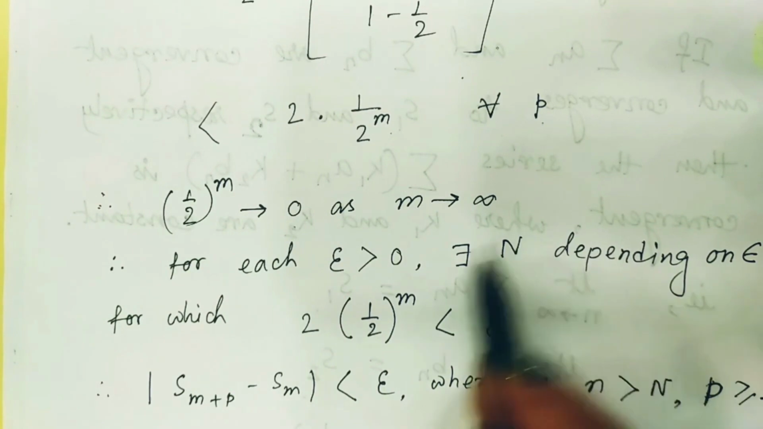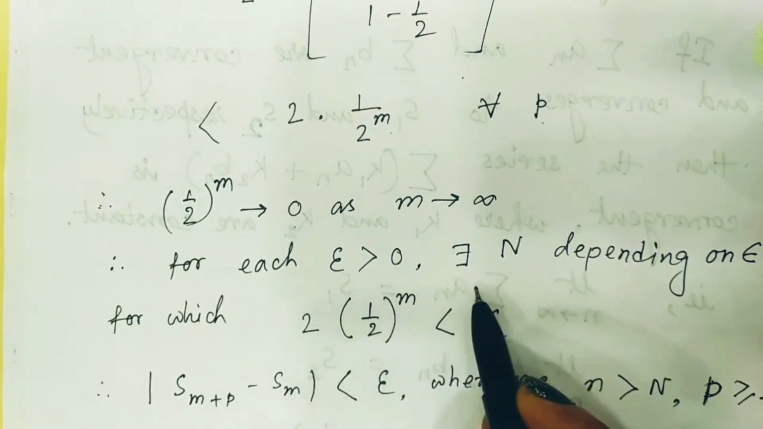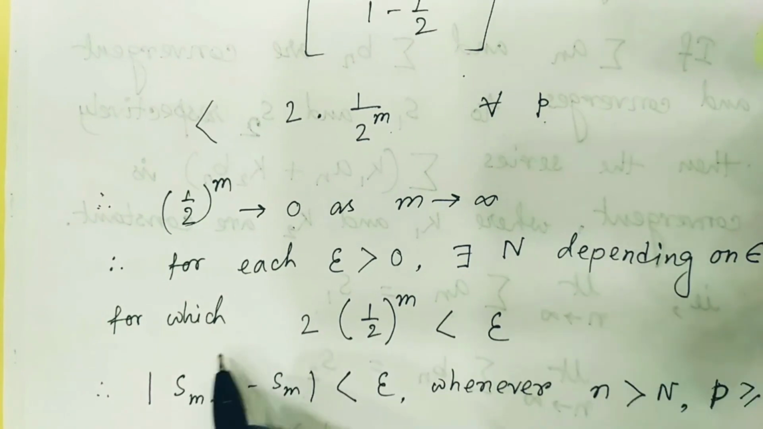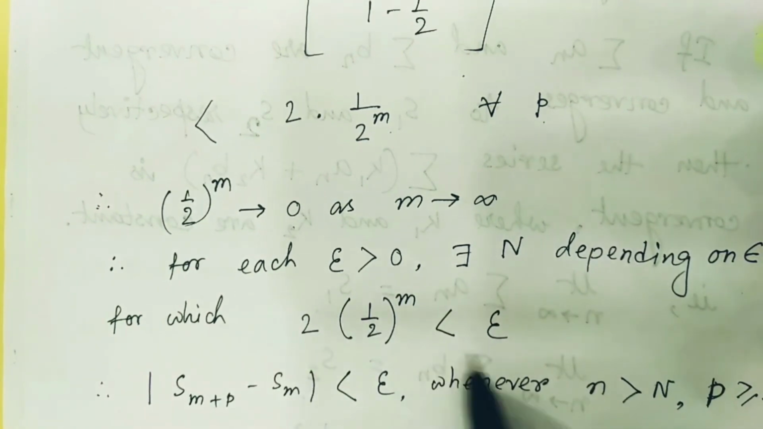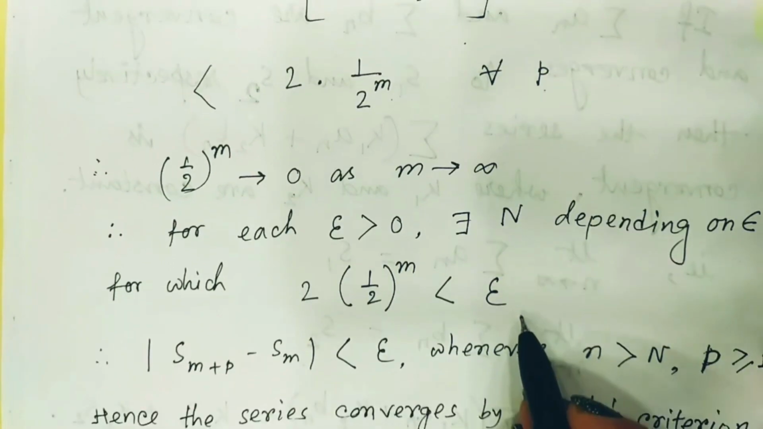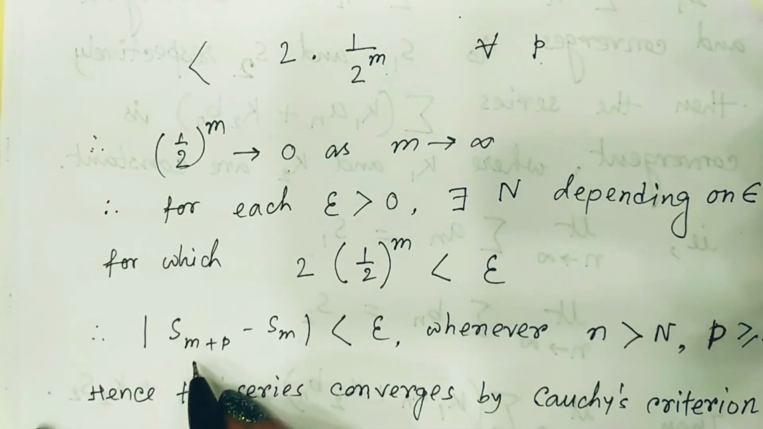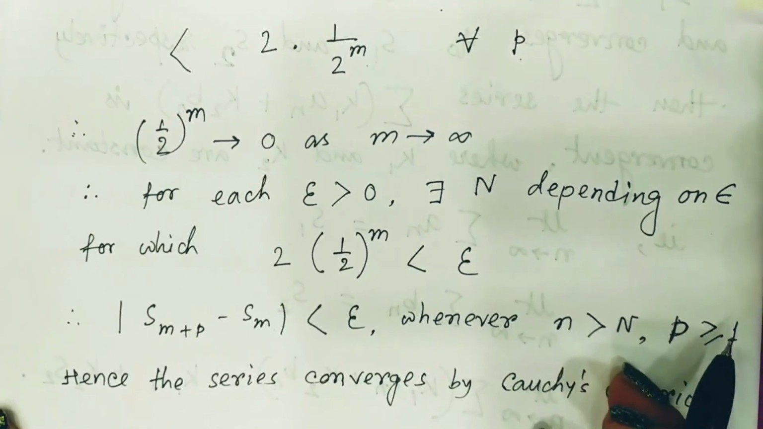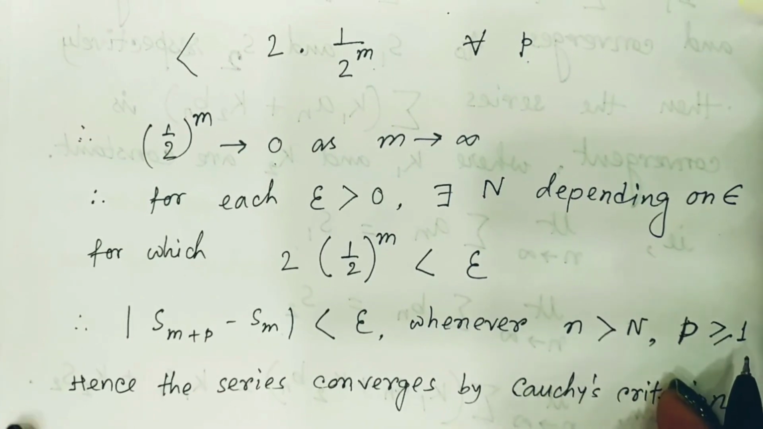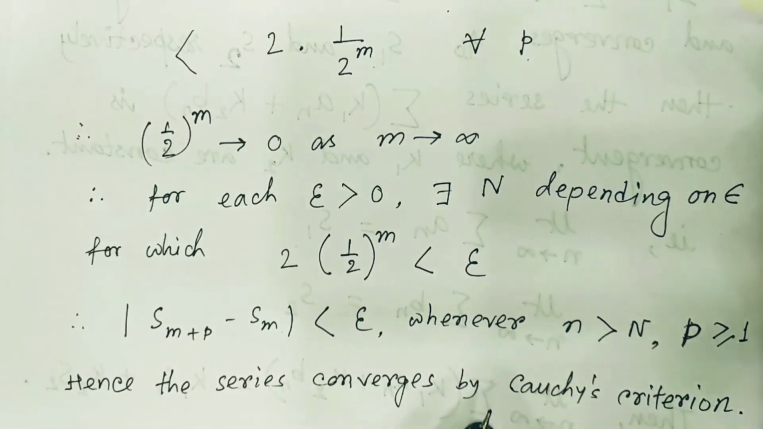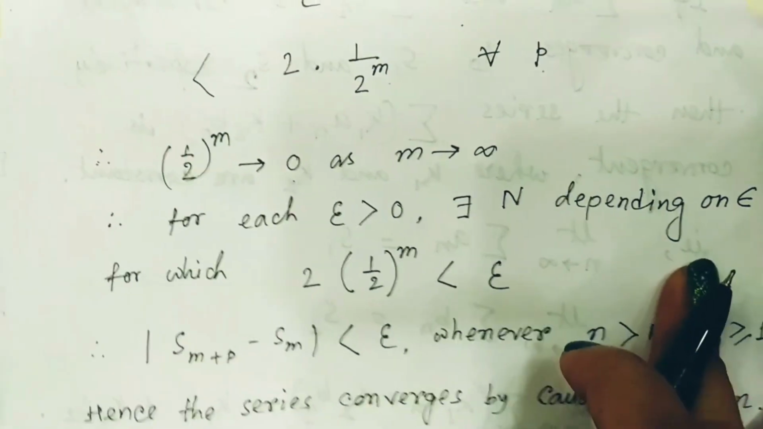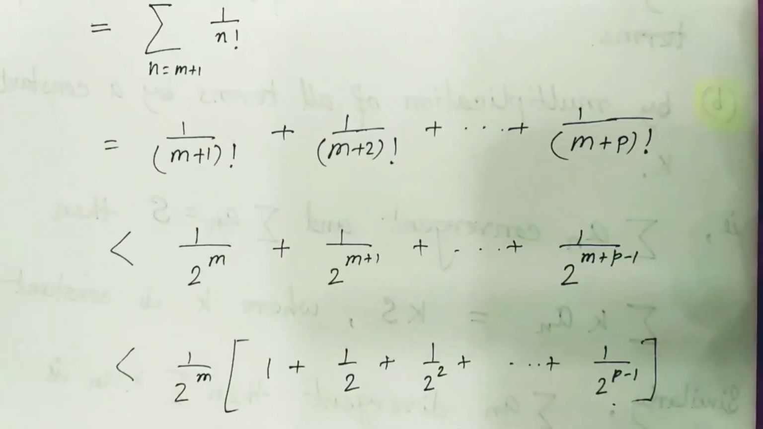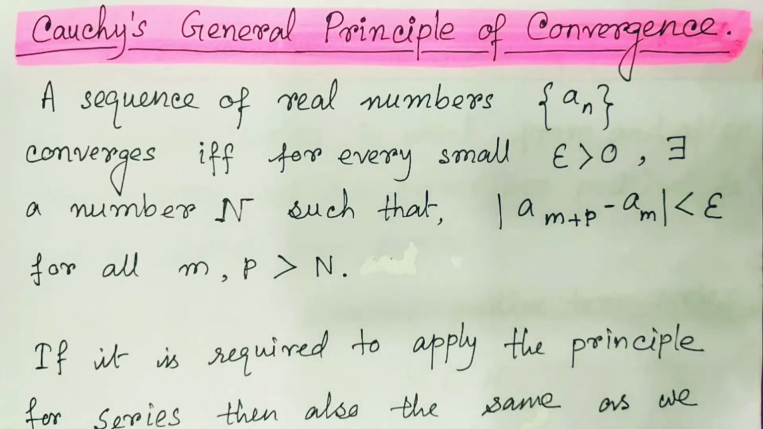Now 1 by 2 to the power m tends to 0 as m tends to infinity. So for each epsilon greater than 0, there exists N depending on epsilon, for which this particular term is less than epsilon. So we can finally write that mod of S_(m+p) minus S_m is less than epsilon whenever m is greater than capital N and p is greater than or equal to 1. Hence the given series is convergent by Cauchy's criterion. In this way we can verify whether a given series is convergent or not. Likewise, you may try many series to find out whether they are convergent or not.